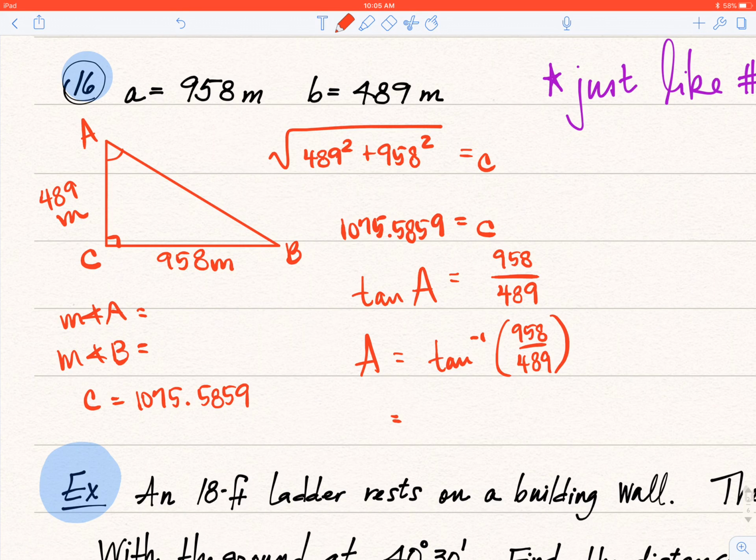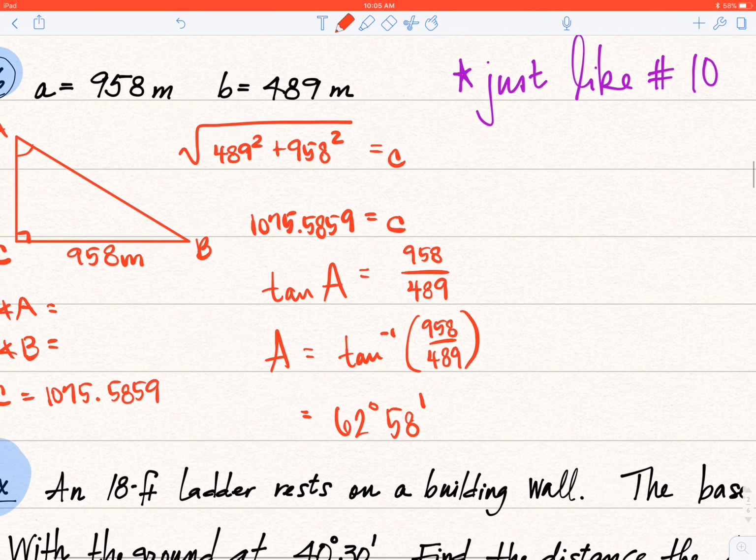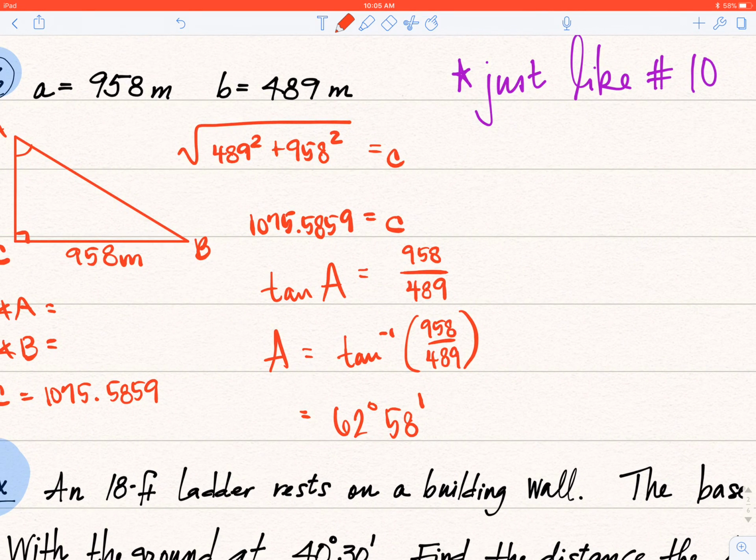And you're going to get here an A value of 62 degrees 58 minutes. Now I can go back and do the exact same thing for my B value, but I could also just say, since A and B are complements of each other, to find angle B, I can just do 90 minus my 62 degrees 58 minutes. So my angle B is going to be 27 degrees 2 minutes.